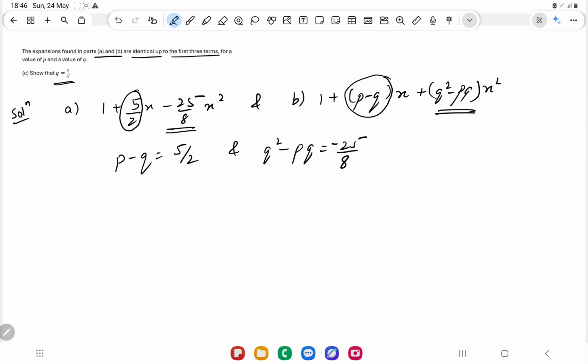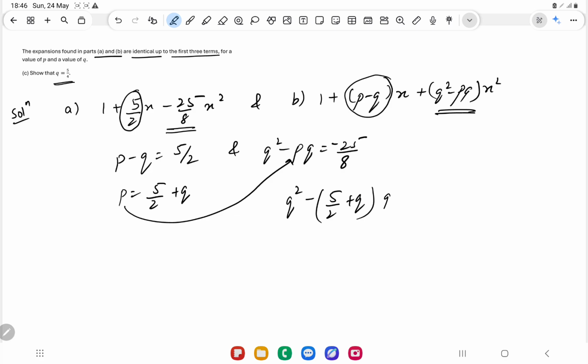Now because it's a paper 1 question, you have to use the substitution method. So if I want to solve, I can write my p value as 5 by 2 plus q, and I can substitute this p value in the second equation. So my second equation will be q square minus (5 by 2 plus q) multiplied by q equals minus 25 by 8. And when you solve this, you will get q as 5 by 4.